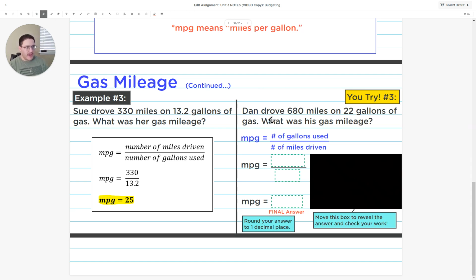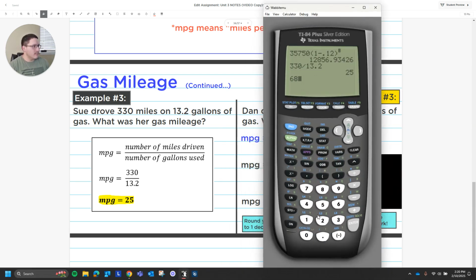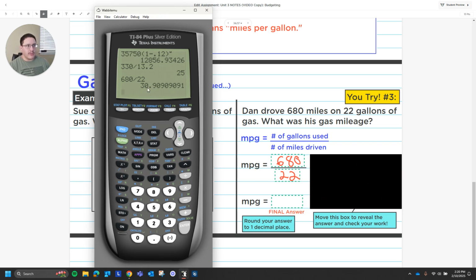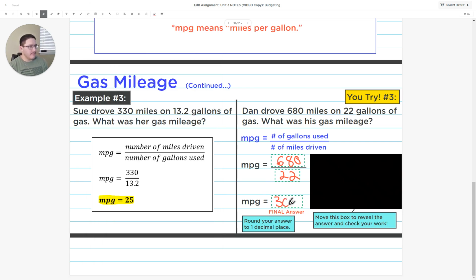So Dan drove 680 miles on 22 gallons of gas. It's miles divided by gallons to figure out the miles per gallon. So 680 divided by 22. We're going to round it to one decimal place. Let's call this 30.9. So on average, Dan drove 30.9 miles per gallon for this trip. And that's it for you try number 3.